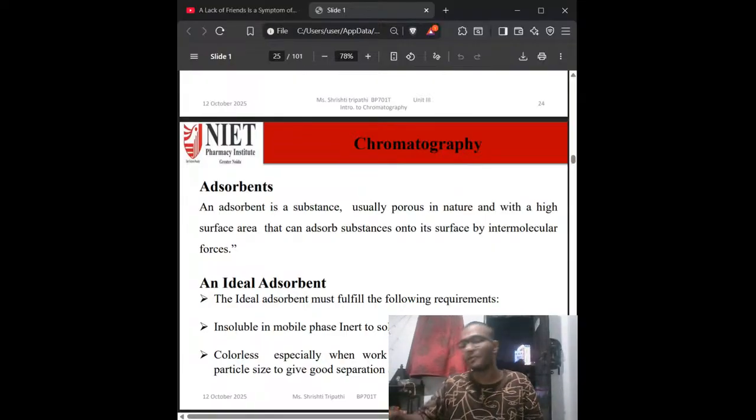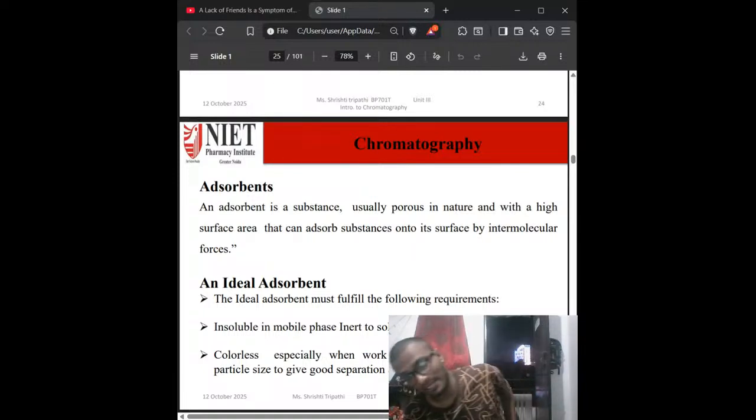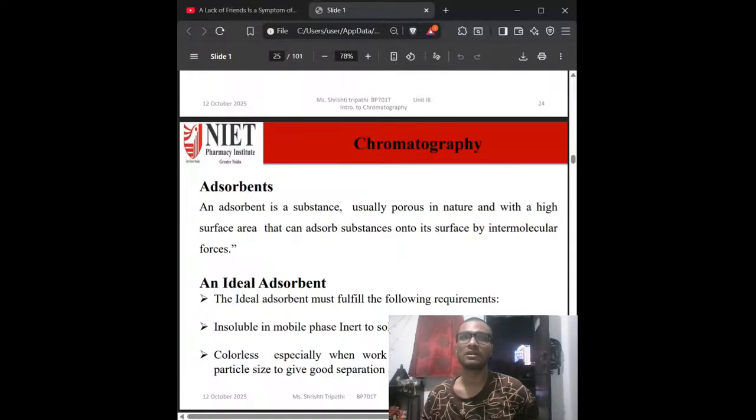Talking about adsorbent, it is porous. It has a high surface area and it adsorbs substances. It also percolates the substance, but it creates intermolecular forces between them. What is an ideal adsorbent?